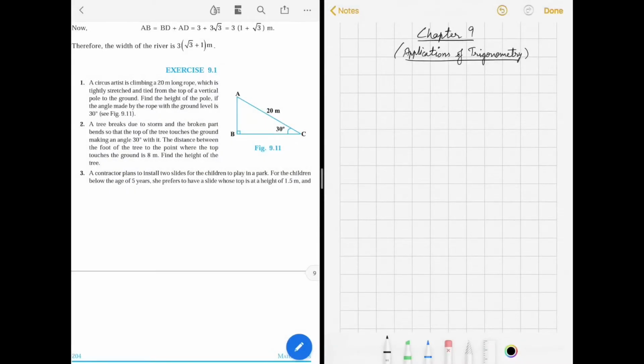Hello friends, welcome back. Now in this video we will start the ninth chapter, that is applications of trigonometry. In the previous videos we've studied various identities of trigonometry and what is basically trigonometry. Now in this one we'll be seeing what the practical applications of trigonometry are, what use trigonometry is in our daily life to measure distances which might be tough via other methods.